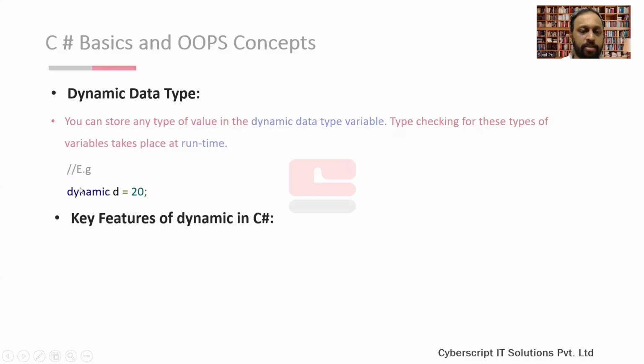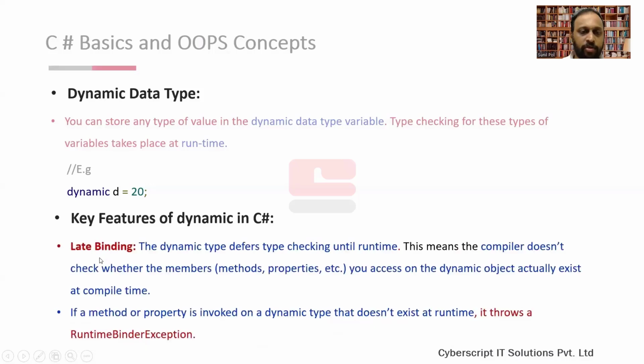So this is the syntax to declare a dynamic type variable. You just have to mention the dynamic keyword, after that the variable name and the value which you want to assign to that particular variable. So let's discuss key features of dynamics in C#. The first one is late binding. The dynamic type defers type checking until runtime.